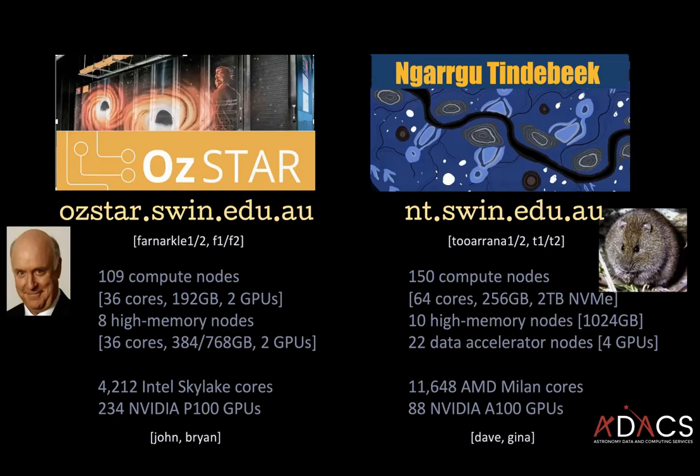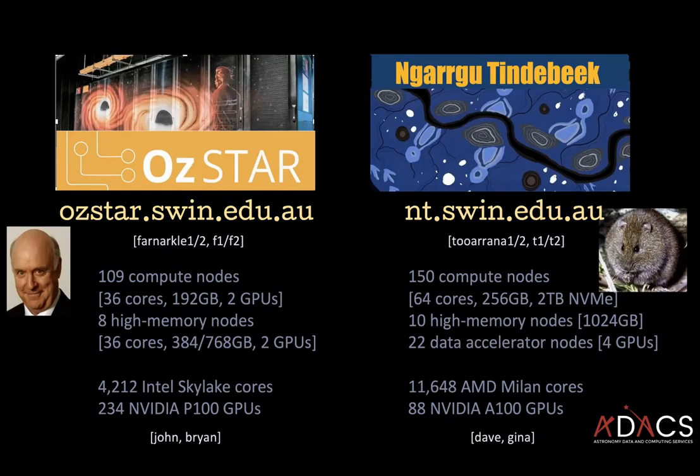There are 10 high memory nodes that each have a terabyte of RAM and the same specifications otherwise, and 22 data accelerator nodes, which have 64 cores as well, 256 gig of RAM, and 4 NVIDIA A100 80 gigabyte GPUs. So they're very attractive for machine learning and other GPU-enhanced applications. So in total, there's over 11,500 AMD cores and 88 of these NVIDIA A100 GPUs.